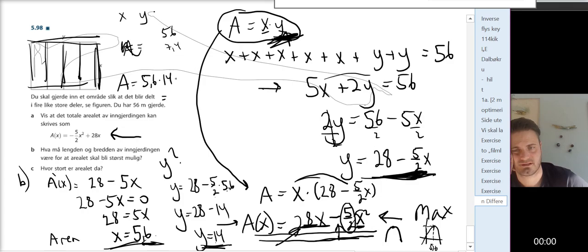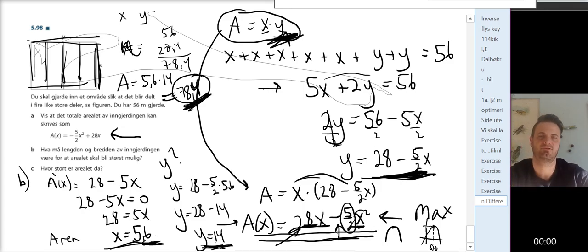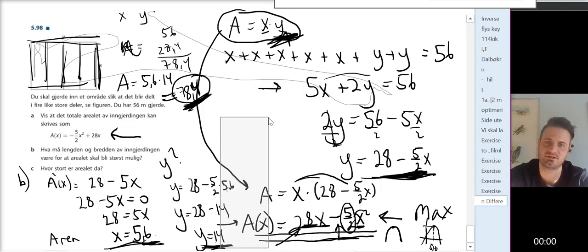7.4, isn't it? No, sorry. 4 times this is 20, 22.4. So this will be 78.4, I guess. I may be wrong. 78.4, right? So that's the biggest area we can get, and then x has to be 5.6 and y has to be 14. I did it by hand, but you could do it on GeoGebra.